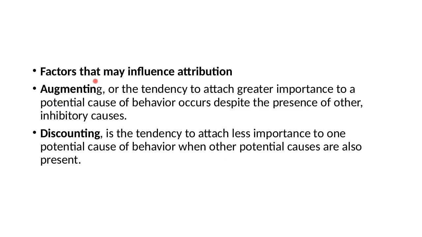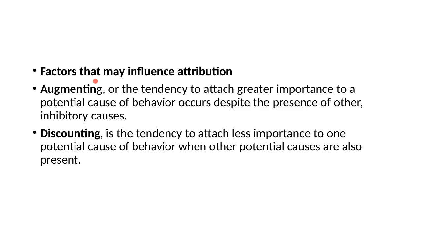Then factors that influence attribution. What are these factors that will influence how I perceive another person as well as perceive myself? Number one is augmenting, or the tendency to attach greater importance to a potential cause of behavior or behavior occurrence despite the presence of other inhibitory causes. We have discounting, and this is the tendency to attach less importance to one potential cause of behavior when other potential causes are also present.